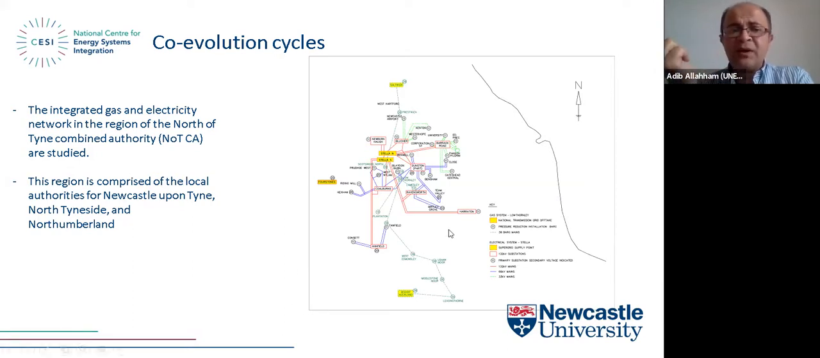And this region is composed of 3 local authorities: Newcastle upon Tyne, North Tyneside, and Northumberland. So it's a big area geographically, and it's composed of different types of consumers, residential, commercial, and industrial, and also huge gas and electricity networks that we can consider. And given that, next slide, please, Hamid.